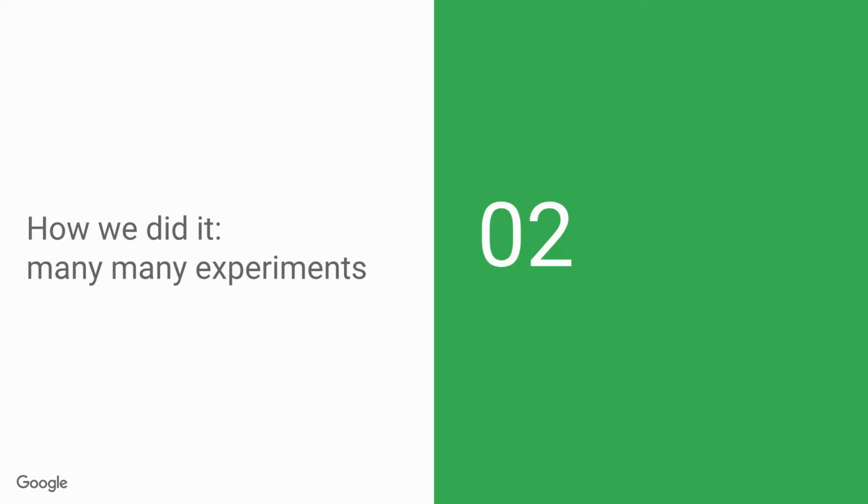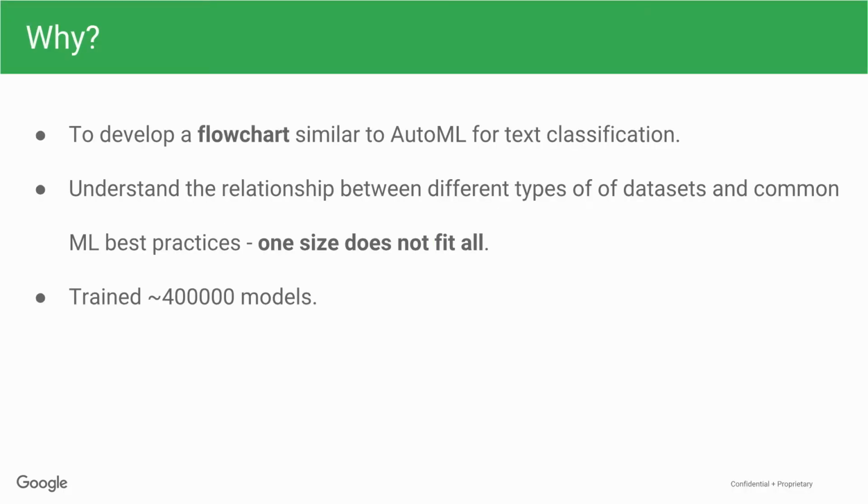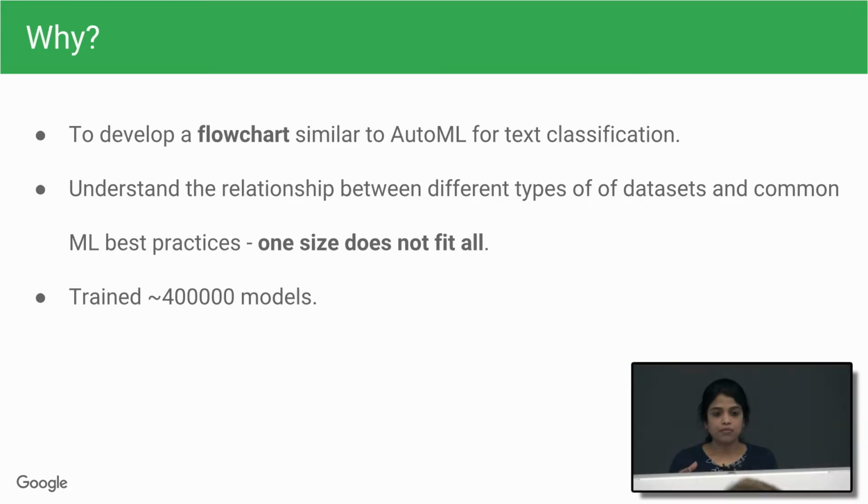So to be able to develop this guide and figure out what model to use, we had to run a number of experiments. So the idea was that with the experimentation, we would be able to find a pattern in the data. And with that, we'd be able to develop a flowchart and pipeline to help with classification. And this meant that we'd have to try out a lot of data sets and many different types of models.